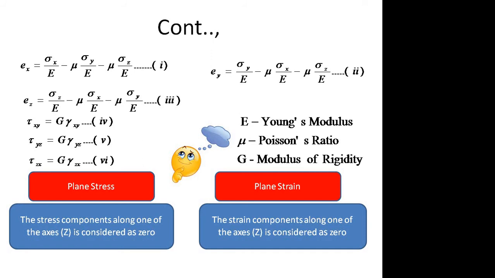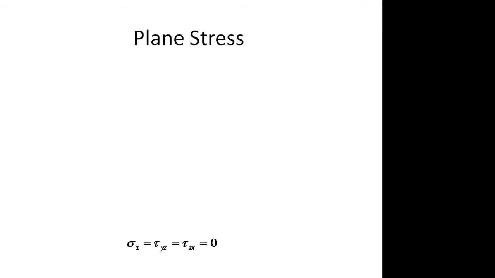So in plane stress or plane strain condition, the problem becomes a two-dimensional problem. In the plane stress condition, you are not going to worry about the stress along the z direction. In the plane strain condition, you are not going to worry about the strain along the z direction. That's it. Now we can move on to what is plane stress and what is plane strain. As I said before, sigma z, the normal stress along the z direction, as well as the shear stress components tau yz and tau zx, are equal to 0. We are considering the stress along the z direction to be 0.